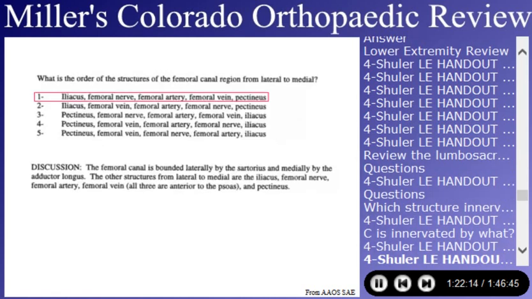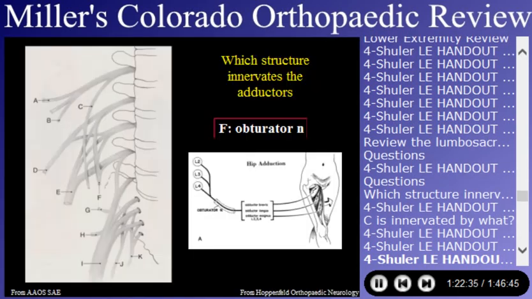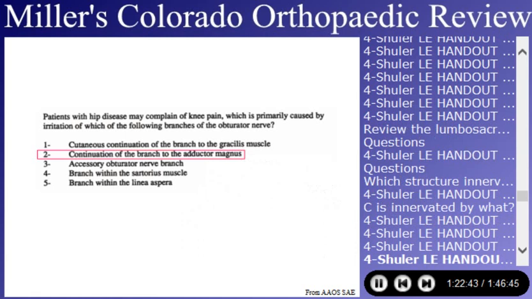Order of structures, femoral canal region from lateral to medial. Well, if it's isopec ad long, so I know it begins with iliacus, so I can take off at least 3 of these. NAVEL is next, nerve, artery, vein, so right there. Structure innervates the adductors, the obturator nerve, shown as F on the diagram. Patients with hip disease may complain of knee pain, which is primarily caused by irritation of which of the following branches of the obturator nerve? Very important.